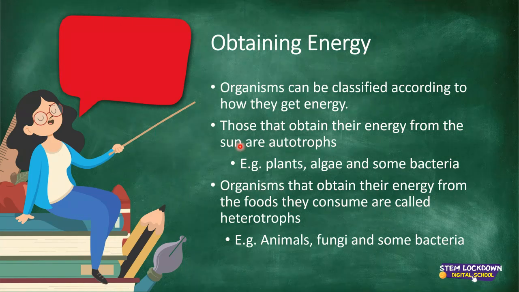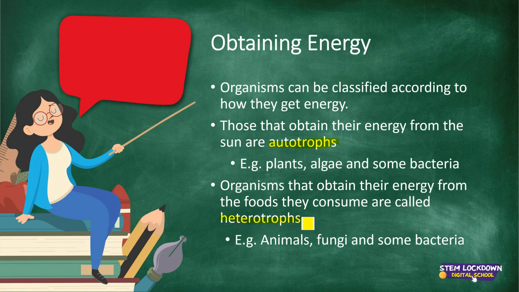So organisms that obtain their energy from the sun are called autotrophs. Let me just get my highlighter and highlight that for you guys. Autotrophs, all right. And then an example of an autotroph is your plants, algae, and some bacteria, and the flower that we just saw on the comic strip. And then organisms that obtain their energy from the foods they consume are called heterotrophs.